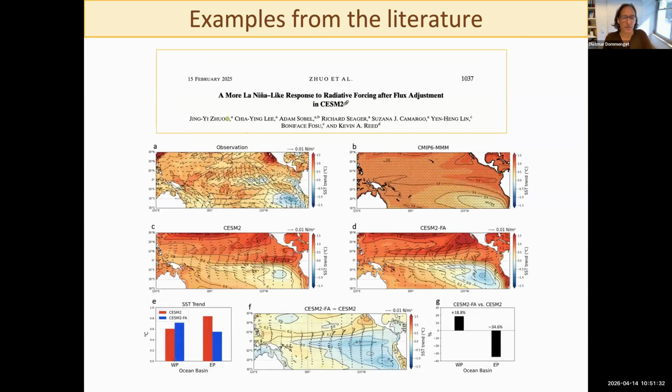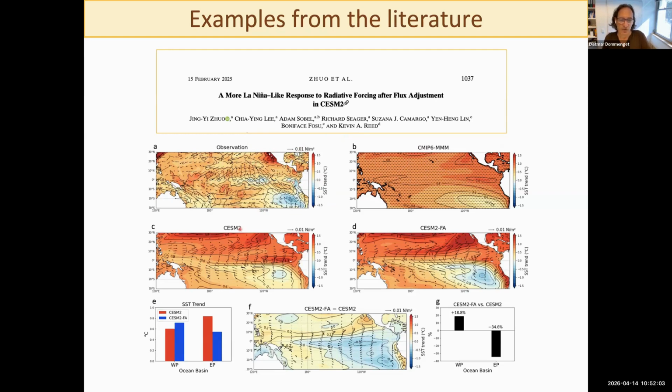Here's another example. This is about the warming trend in the tropical Pacific. You've probably heard about this. In the observations, there is a little bit of a La Nina-like warming trend. So in the East Equatorial Pacific there's less warming, and in the Western Equatorial Pacific there's more warming. If you look at the CMIP6 models, they all predict that the East should warm more than the West. So there's a clear mismatch between what the models predict and what actually happened over the last 40 years.